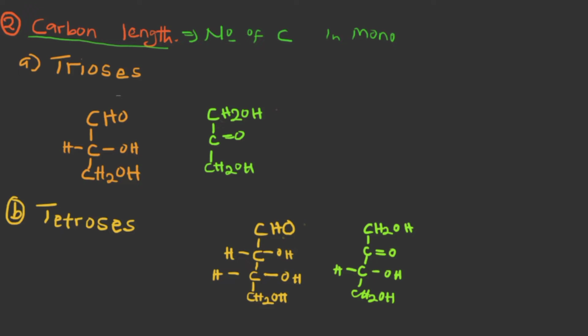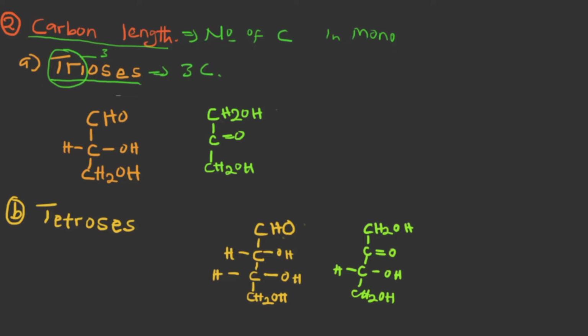And based on this classification, we have subgroups. The first one in this is called trioses. So what does this actually mean? If you look at this word, you see tri here, right? And basically tri means what? Tri means three, right? So these are trioses. These are monosaccharides that have three carbon atoms.